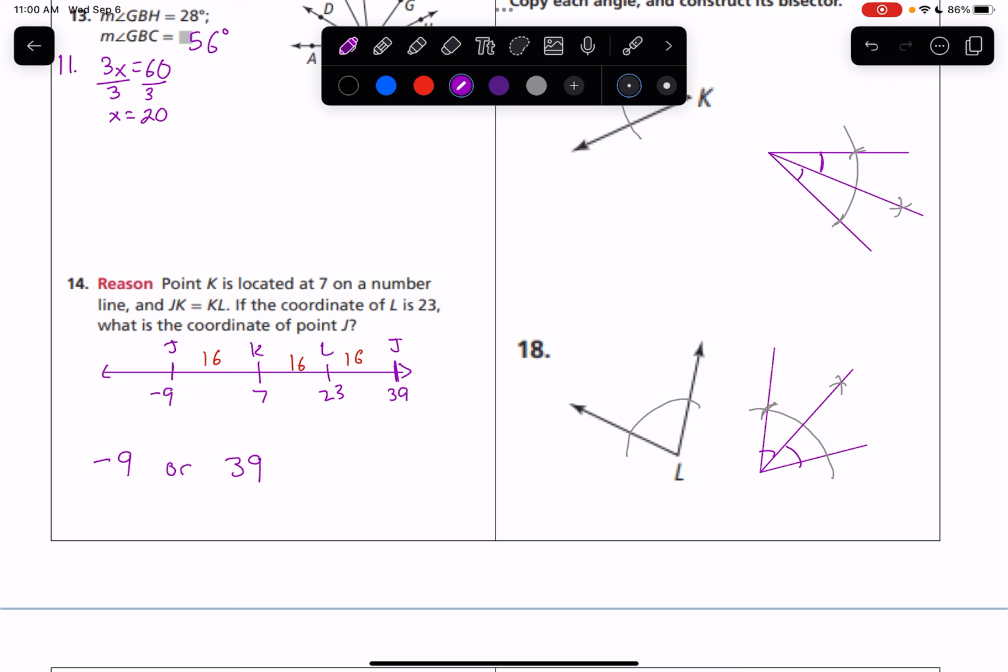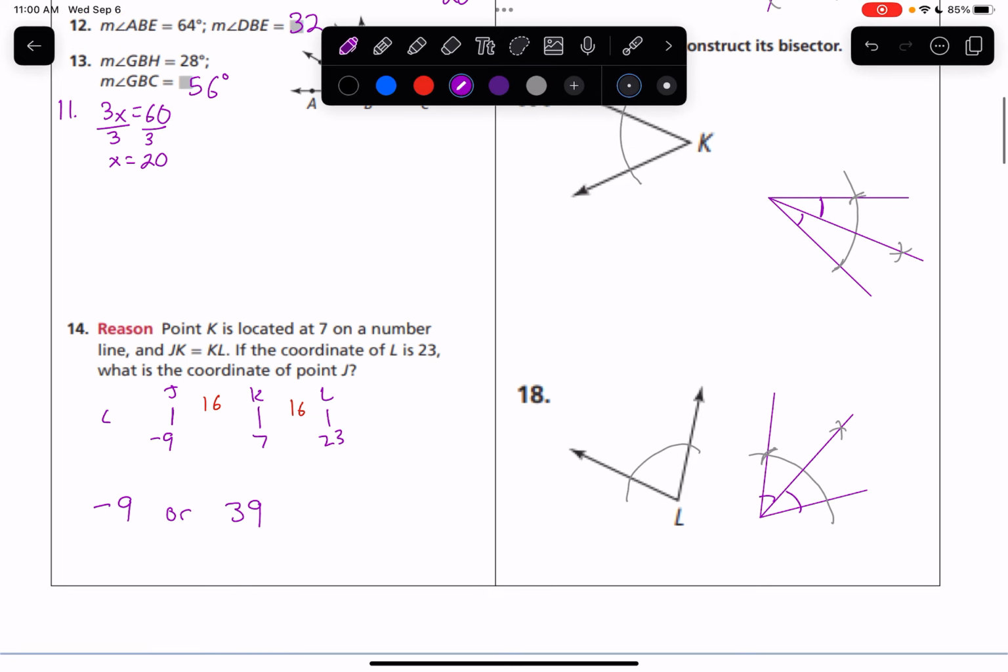Oh, if I'm wrong. If JK is going to be on this side and KL is already 16. So I am giving you too much information because JL is not incorporated in here. So we're going to get rid of the 39. Let's redraw that number line because it went away from us. There we go. So it's just going to be negative 9.